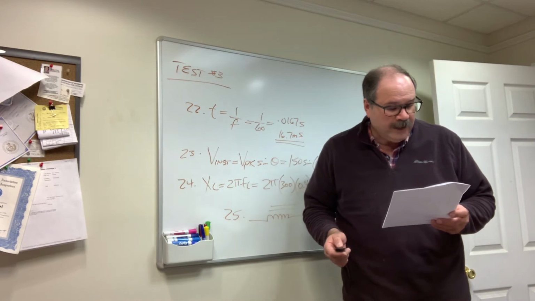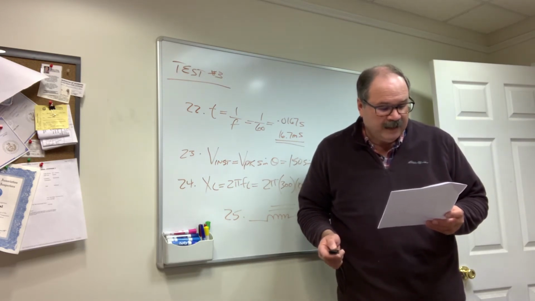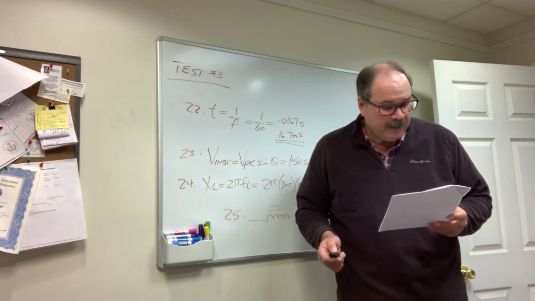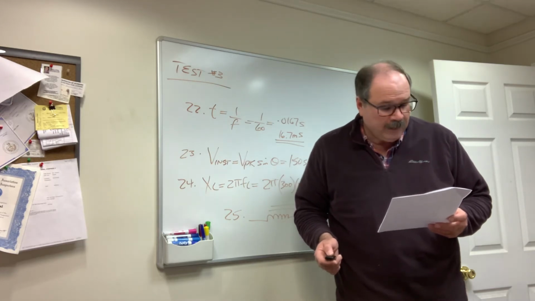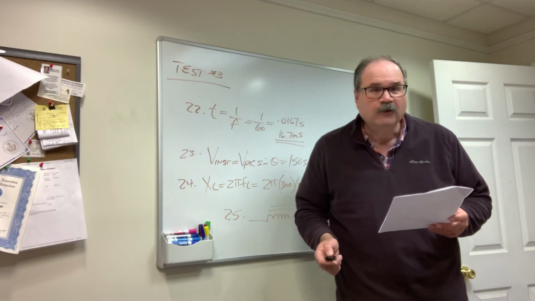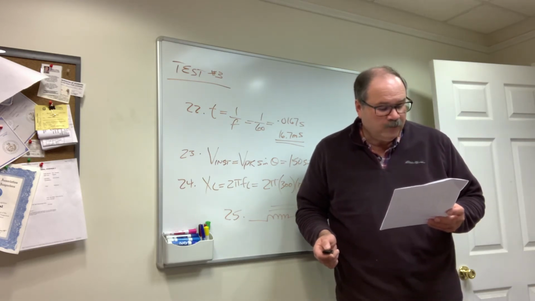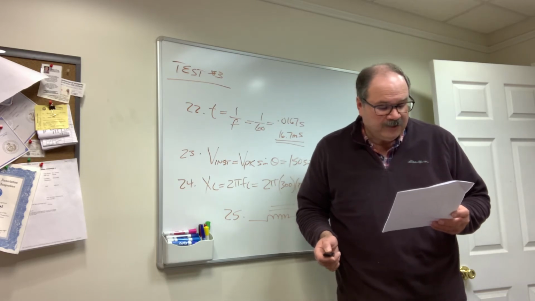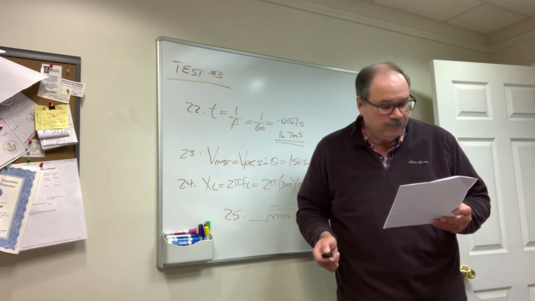Question 12, in a pure inductive circuit, the current lags the voltage by 90 degrees. That's true. Question 13, inductive reactance is measured in ohms. That's true. Question 14, wattage is a measure of true power. That's true. Question 15, the 120 volt branch circuit that supplies the receptacles in the front of our classroom is an RMS value. That's true.